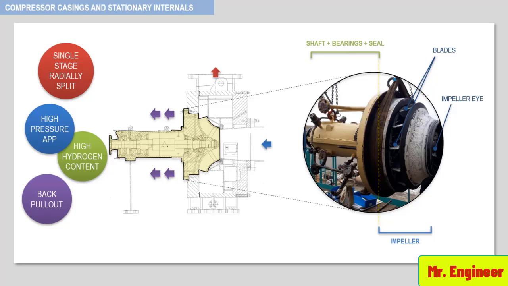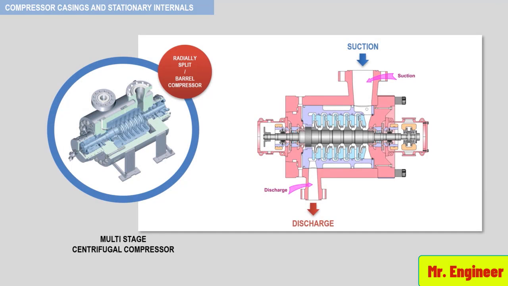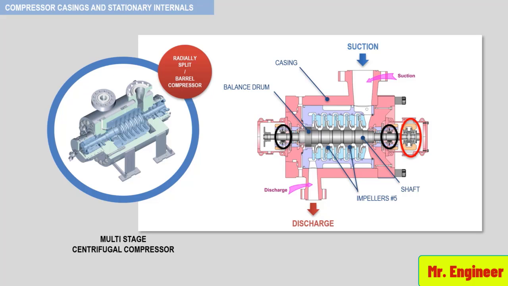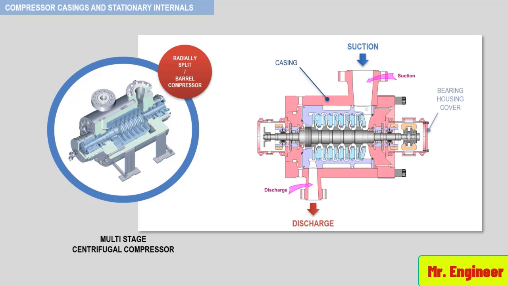An example of a multi-stage radially split or barrel compressor is shown here. Here you can see the casing of the compressor, the rotating shaft, the impellers, the balance drum, the journal bearings, the thrust bearing, and the mechanical seals. We will now proceed by dismantling this compressor step by step until the casing is the only piece remaining. To do that, first we begin by removing the bearing housing cover, as seen here.